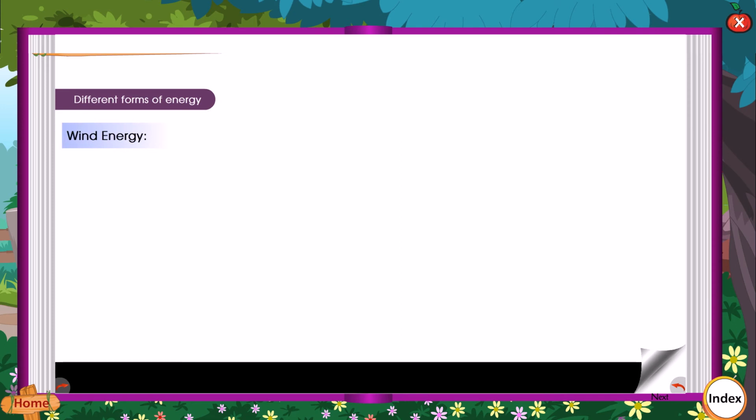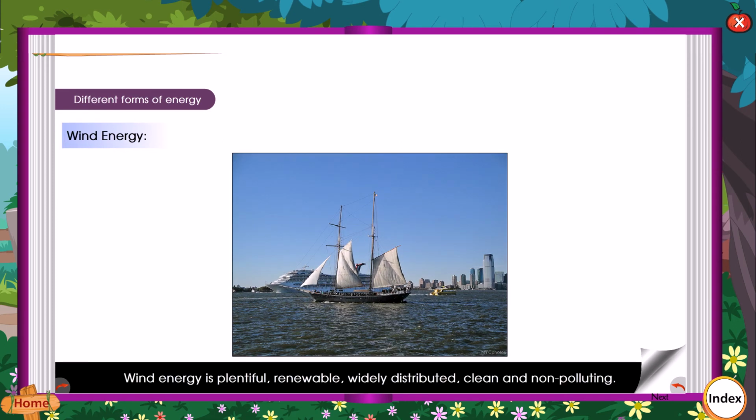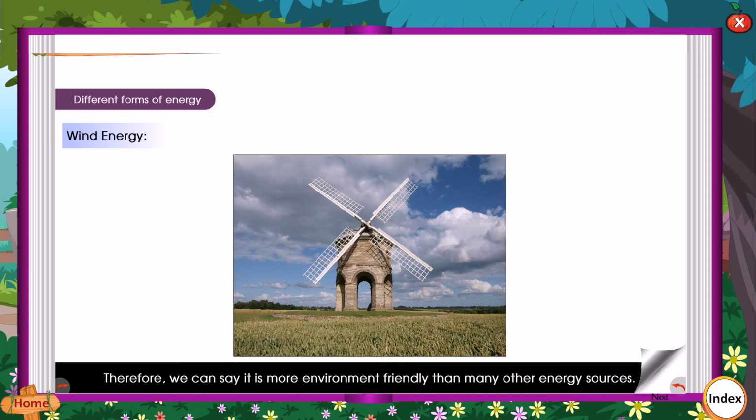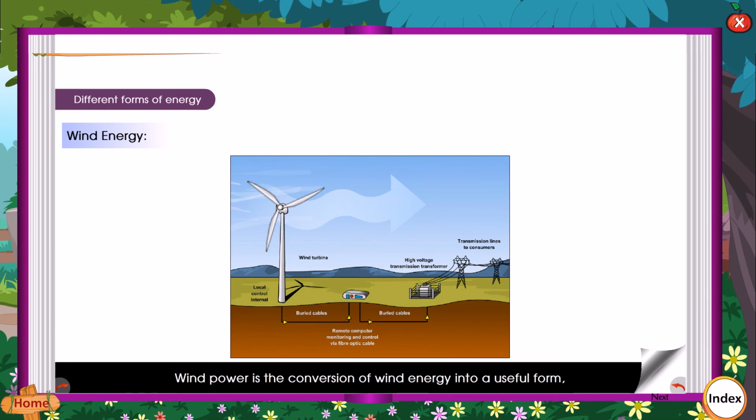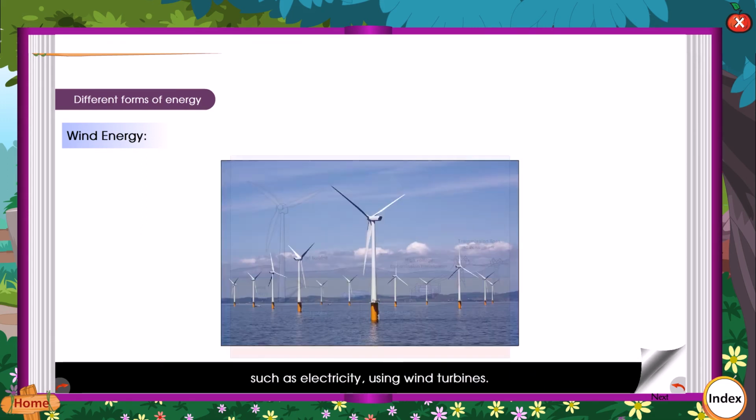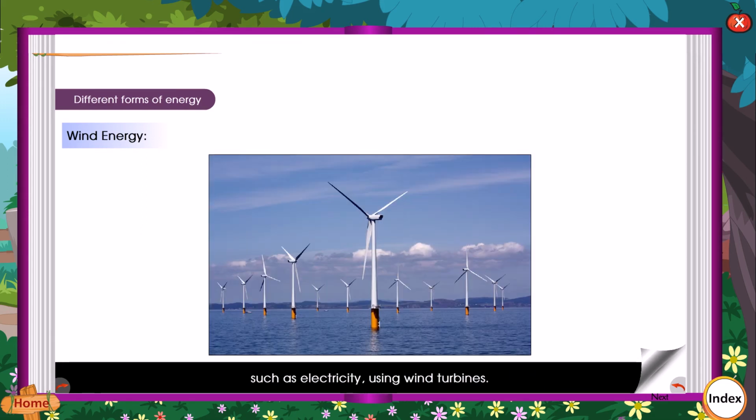Wind energy. Wind energy is plentiful, renewable, widely distributed, clean, and non-polluting. Therefore, we can say it is more environment-friendly than many other energy sources. Wind power is the conversion of wind energy into a useful form, such as electricity using wind turbines.